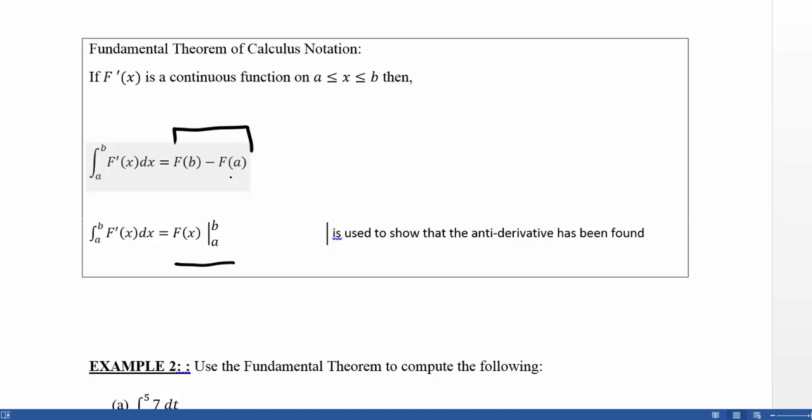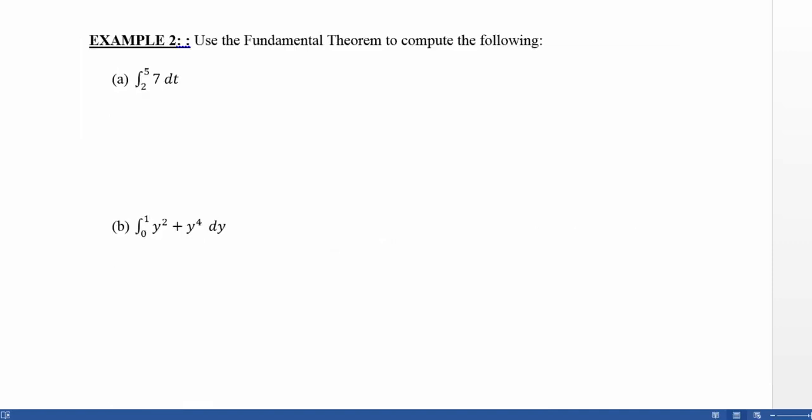So let's see how this new notation works and see if we can use the fundamental theorem to compute some definite integrals by hand. Example 2. Use the fundamental theorem to compute the following. So for part A, we have the integral from 2 to 5 of 7 dt.